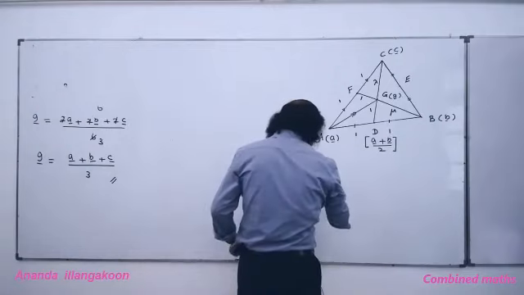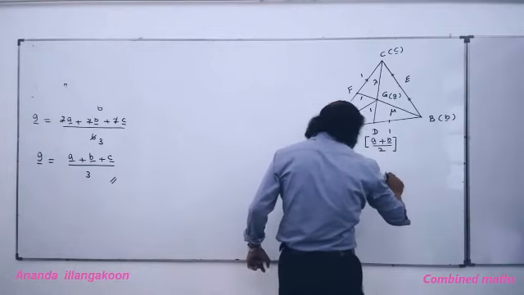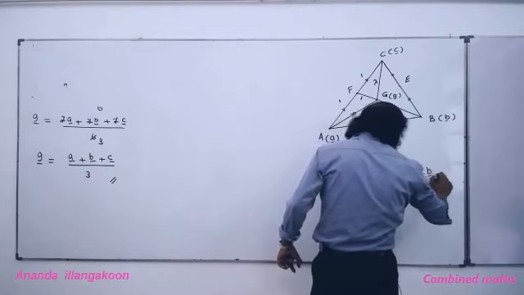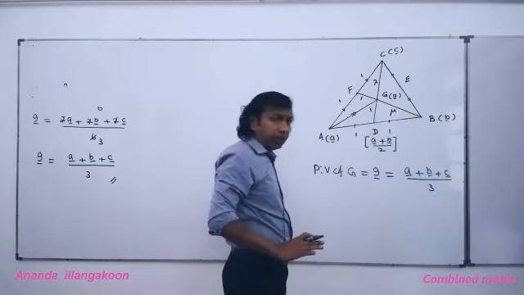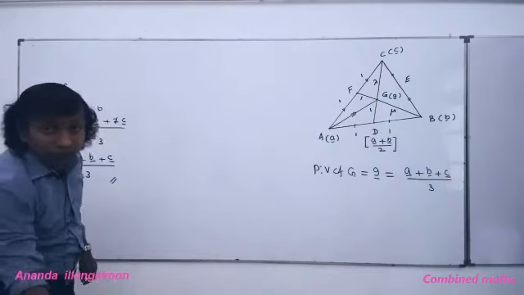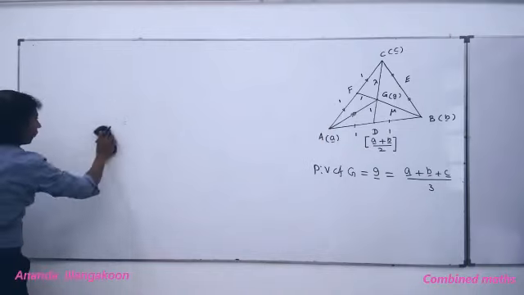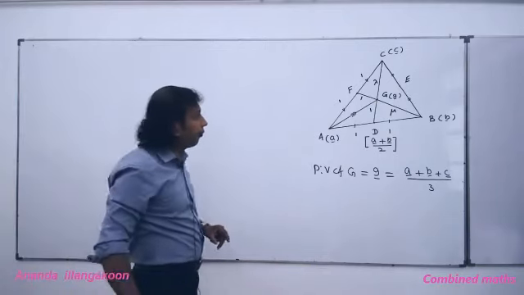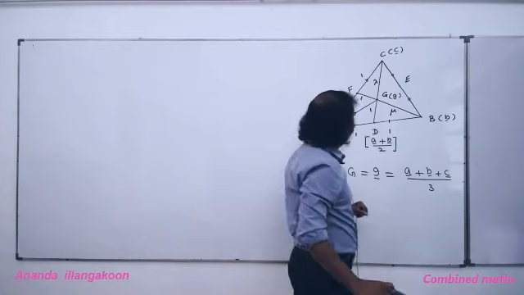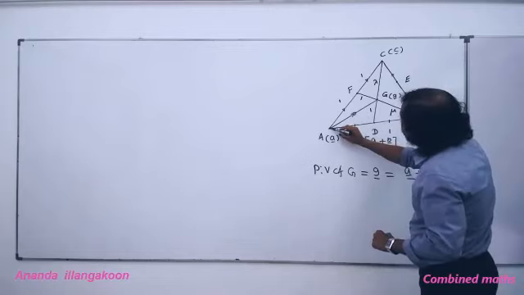I need the position vector of G. It is simple: G vector is equal to A plus B plus C by 3. Right, this is okay. Now this is how I do this, people. I construct this way: I take somewhere here the point E, and I join A and E.